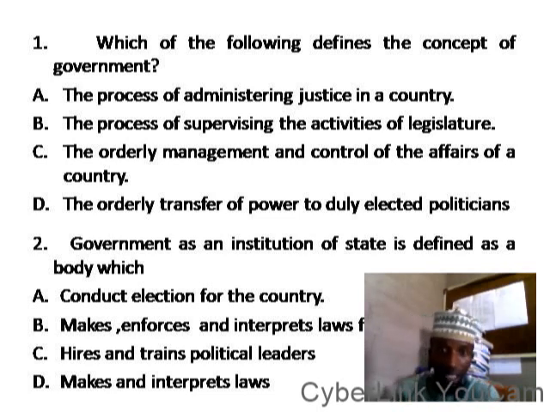We define government as an organized group of people vested with power and authority to manage and control the affairs of the state. So when you take a look critically at option C, you will agree with me that it makes sense. It means what we have already learned as the meaning of government in the class.